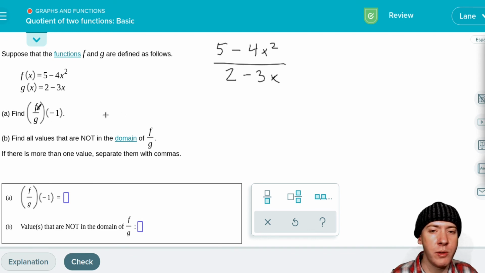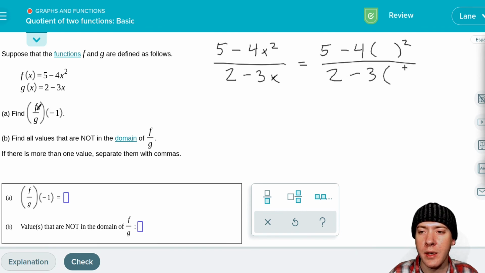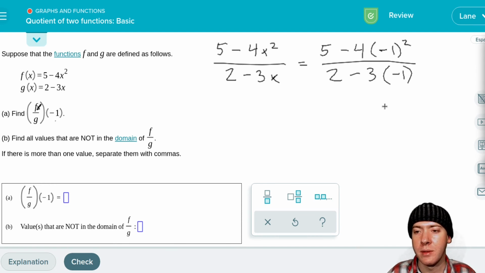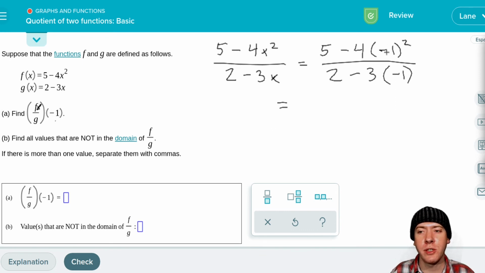Now we want to find the value of this function at -1, so I'm going to start by writing the whole function, but I'm just going to open up some empty pairs of parentheses wherever I see an x. And then I'm going to put the value -1 in both of those parentheses. Okay, and let's evaluate this. Remember PEMDAS, we should start by just working on the exponent in our first step. So 5 minus 4 times, what is -1 squared? That is -1 times -1, which is +1.